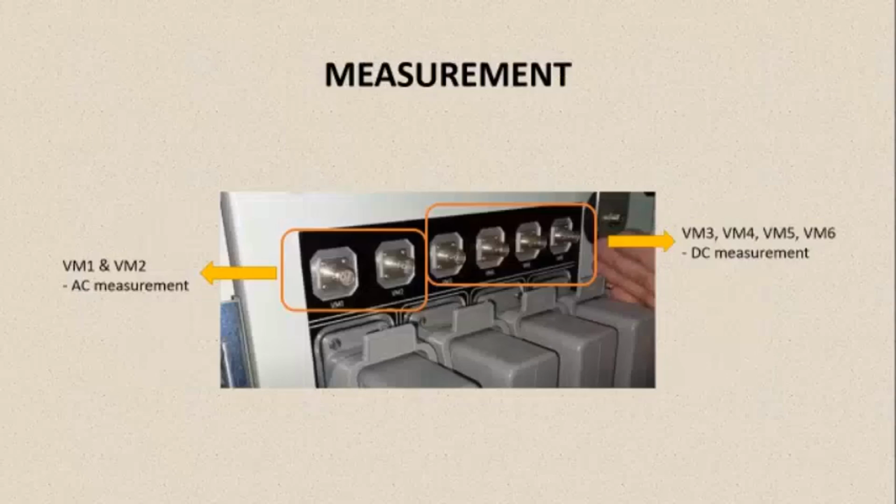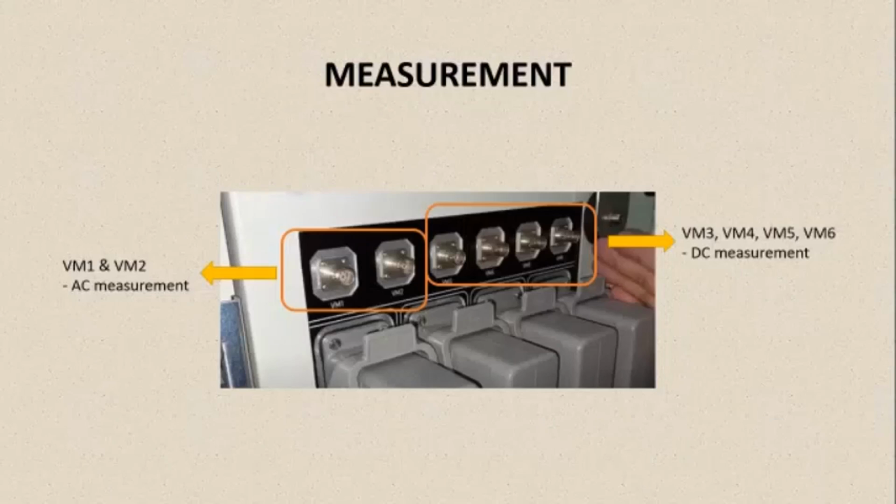First, I will be explaining about the measurement. As we can see at the regulating transformer on top of the switches, there are 6 points. As you can see, the labels are VM1, VM2, VM3, VM4, VM5, and VM6. The first 2 points from the left, that is VM1 and VM2, are for AC measurement, while the other 4 points, that is VM3, VM4, VM5, and VM6, are for the DC measurement.